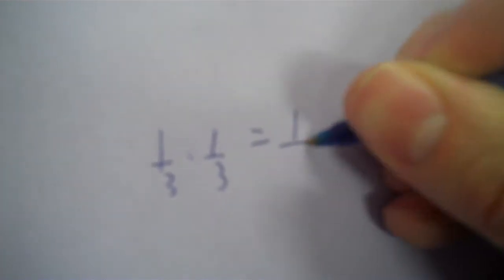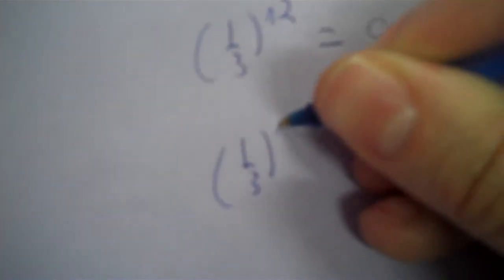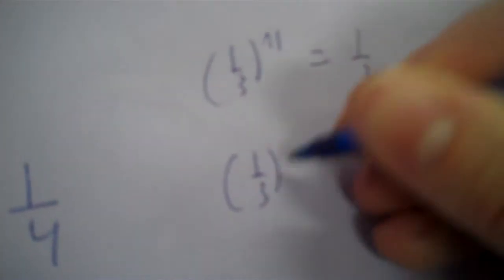So 1/3 to the second is just 1/3 times 1/3. So that's 1 over 9. Sorry, it looks like crap. 1 over 9. Okay, now put a 1 in. That's just 1/3. If it's the power of 1, it just ends up as the base. Now, anything to the 0 power, doesn't matter if it's a fraction or not, is 1.